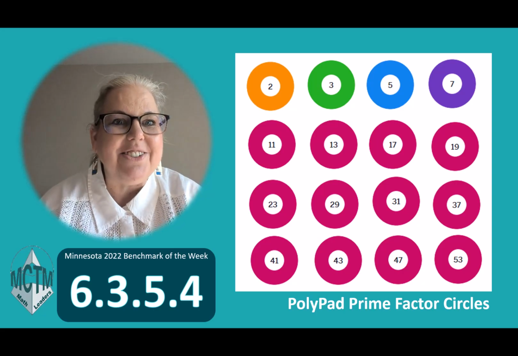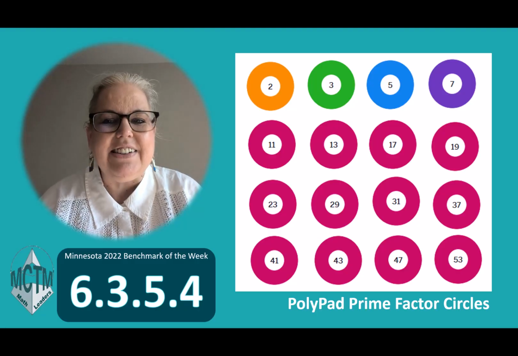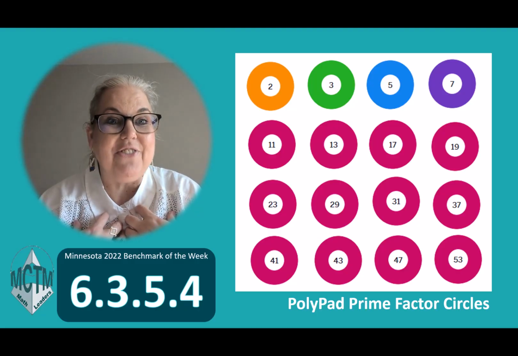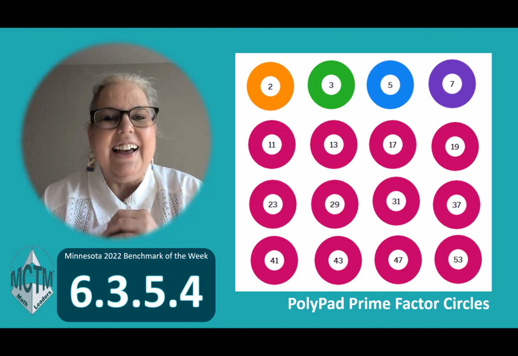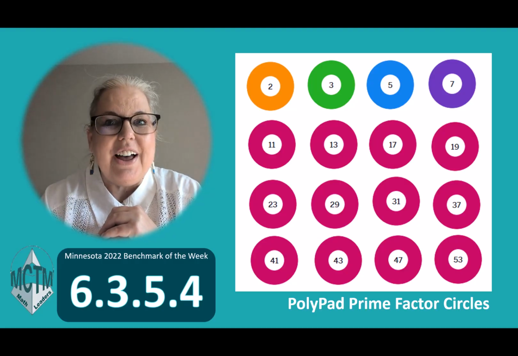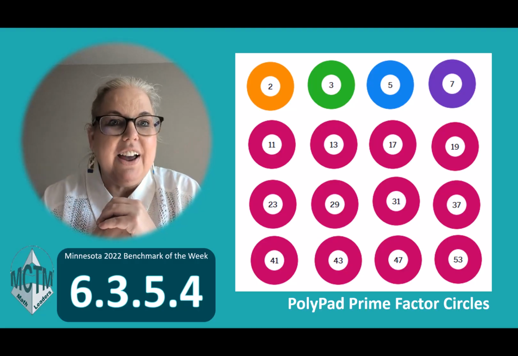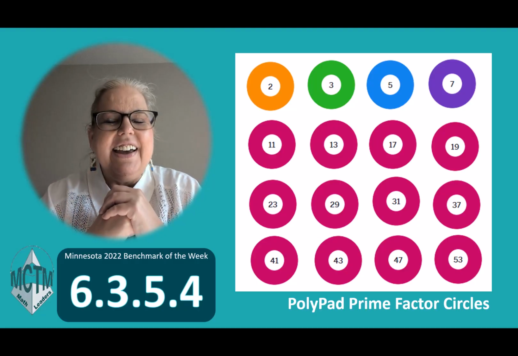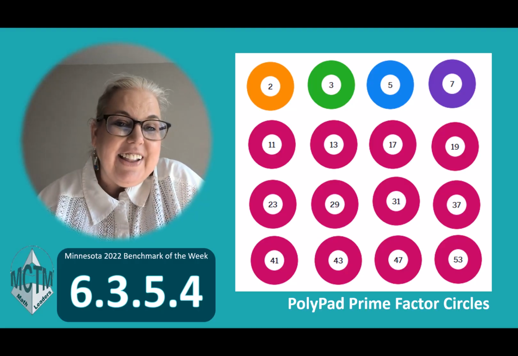There's another amazing tool that I found probably 10 or more years ago, and they are these prime factor circles that you can find for free on an online manipulative site called Polypad. I've linked to it in the video below. In that tool, all the numbers that are prime are one color. And all of these numbers are ages that I was in my life.